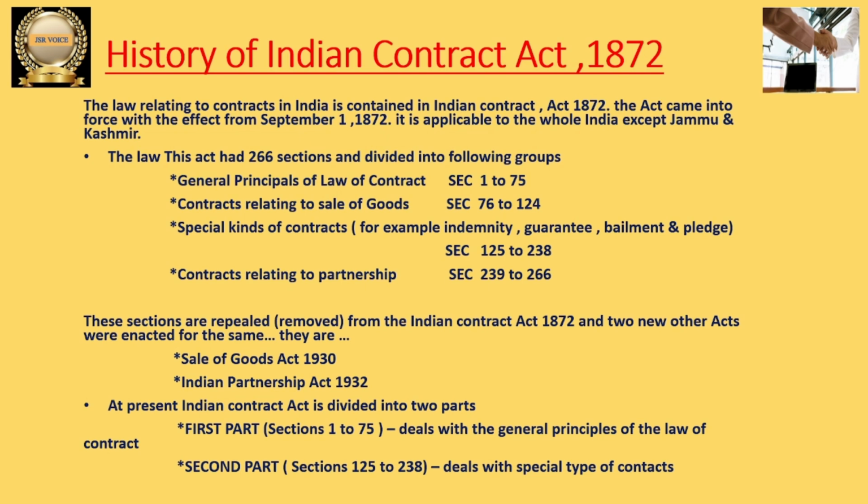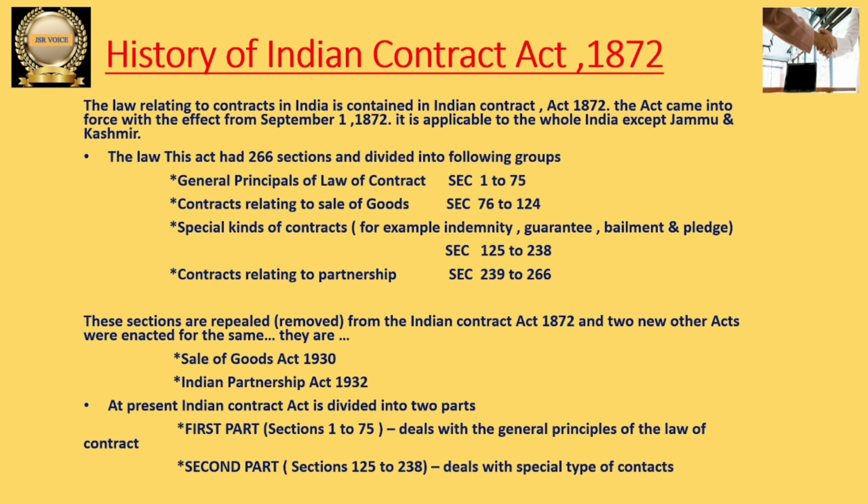And what are the remaining two? First, General Principles of Law of Contract, that is sections 1 to 75, and contracts related to special kinds of contracts, that is indemnity, guarantee, bailment, pledge, sections 125 to 238. These two are there at present. The other two, contracts relating to sale of goods, sections 76 to 124, and contracts relating to partnership, sections 239 to 266, were removed from the Indian Contract Act, and they made those two into separate acts in India.